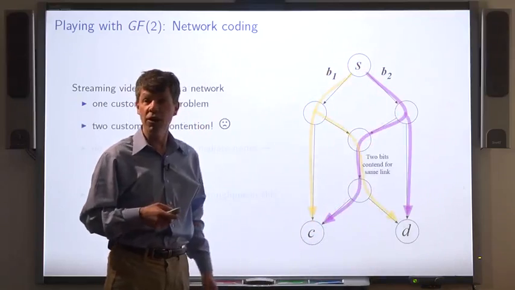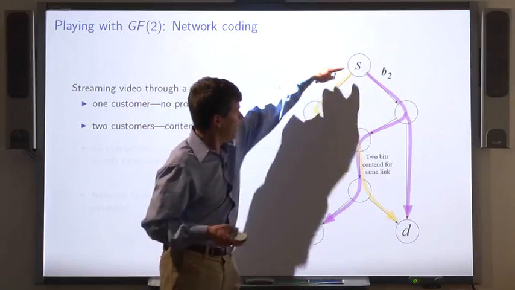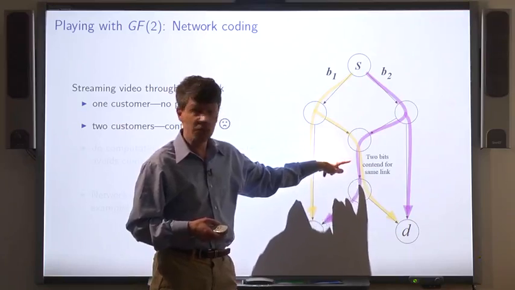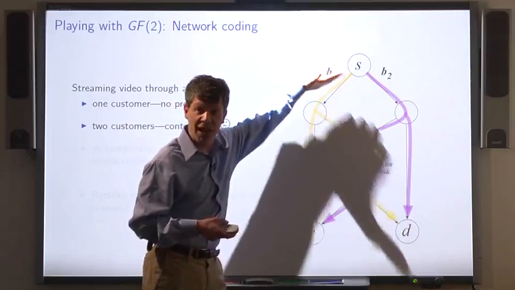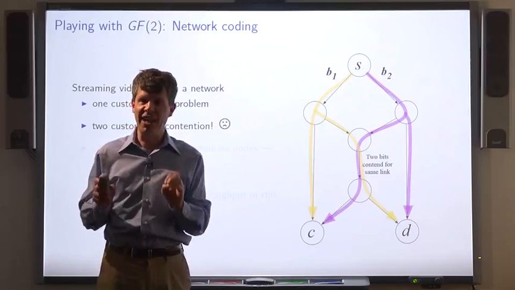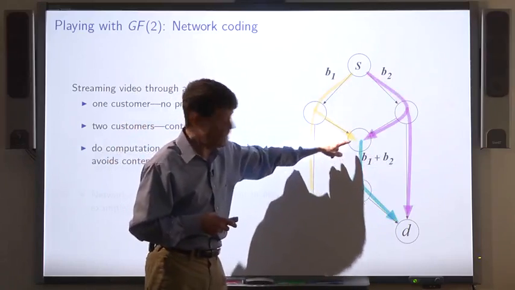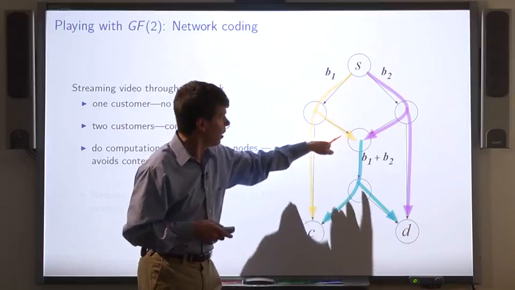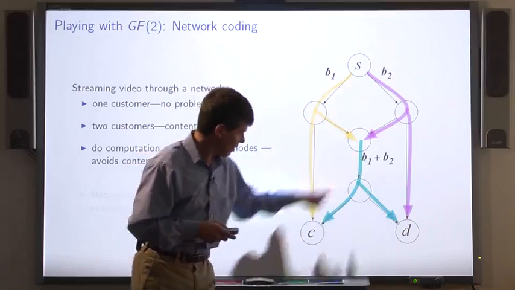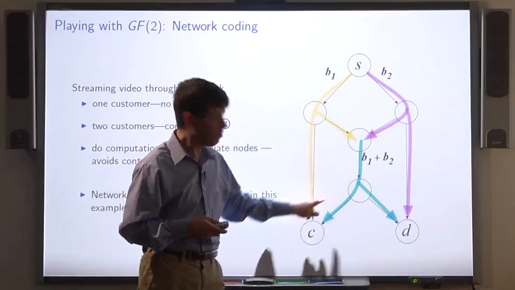But now suppose that there are 2 recipients of the video stream. Well, 1 bit is being sent this way, 1 bit is being sent this way, but there's contention on this link. So you can't directly stream 2 bits per unit time through this network to both receivers. Instead, we require the network itself to do a tiny bit of computation. So at this point in the network, the 2 bits of the stream are added together using the addition rule for GF2. Now at this point, this recipient gets the bit B1 and the bit B1 plus B2.